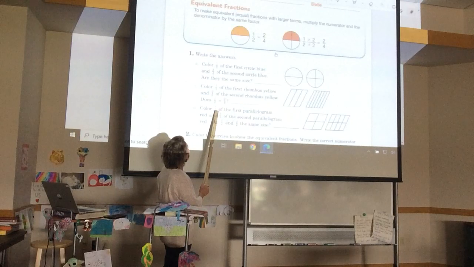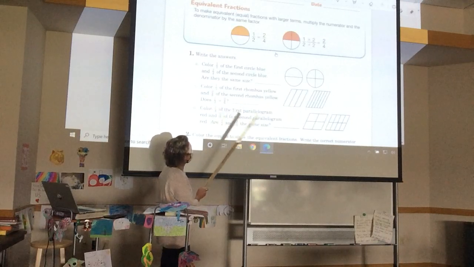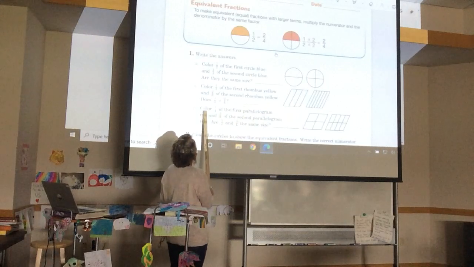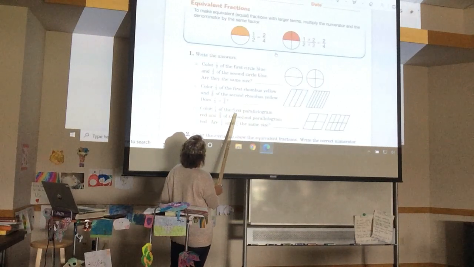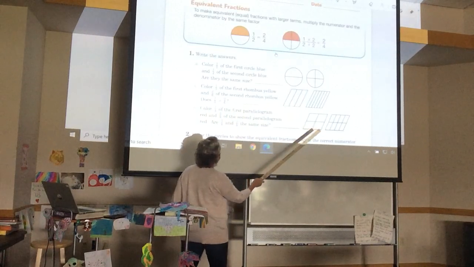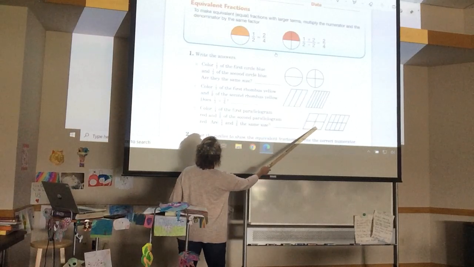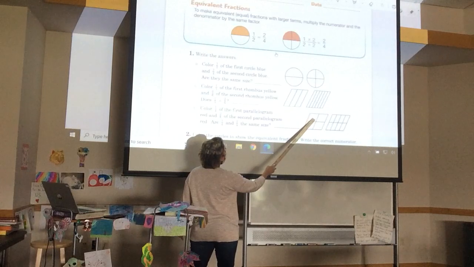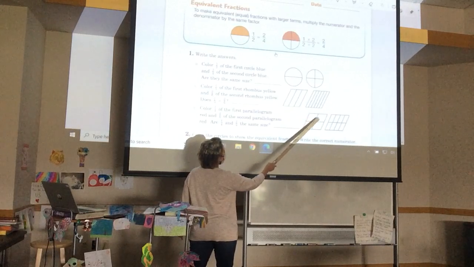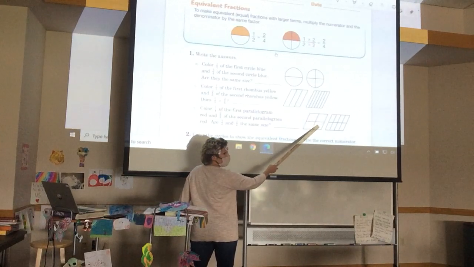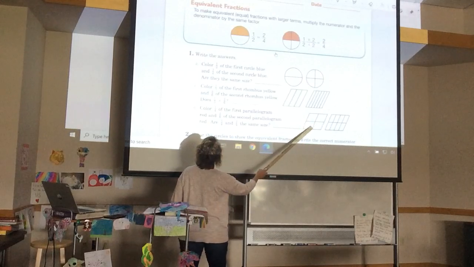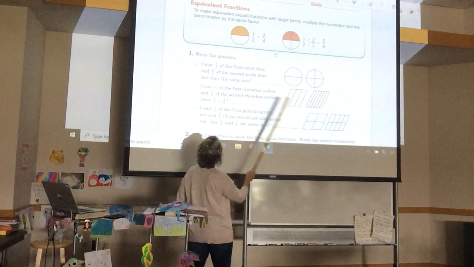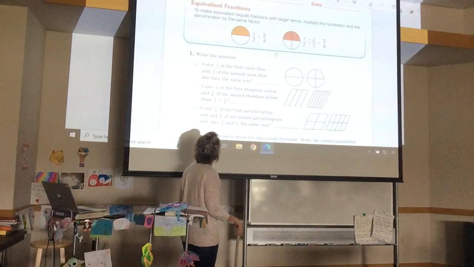So color, again, you can color whatever color you want. It doesn't matter. I think they're just making this much more complicated. Color red 1/4 of the first parallelogram. So here's the first parallelogram, red. So how many parts do we have here? 1, 2, 3, 4. What is the denominator of this fraction going to be? 4. Here's supposed to do 1/4.